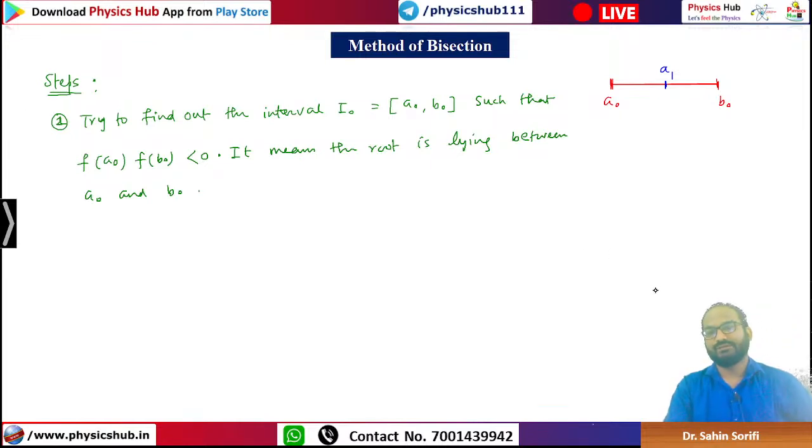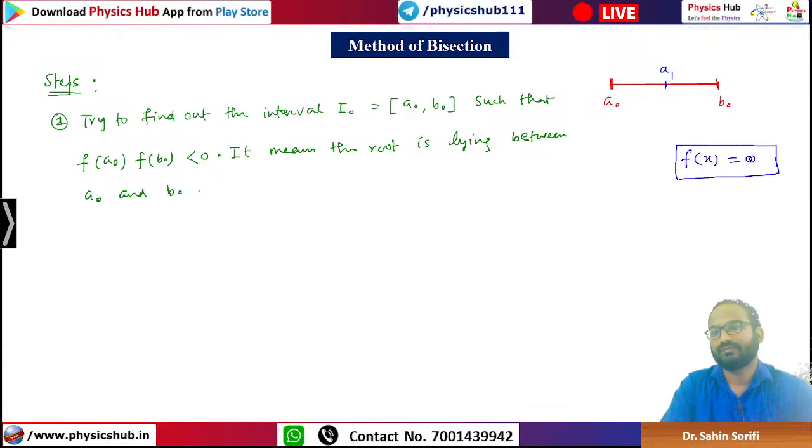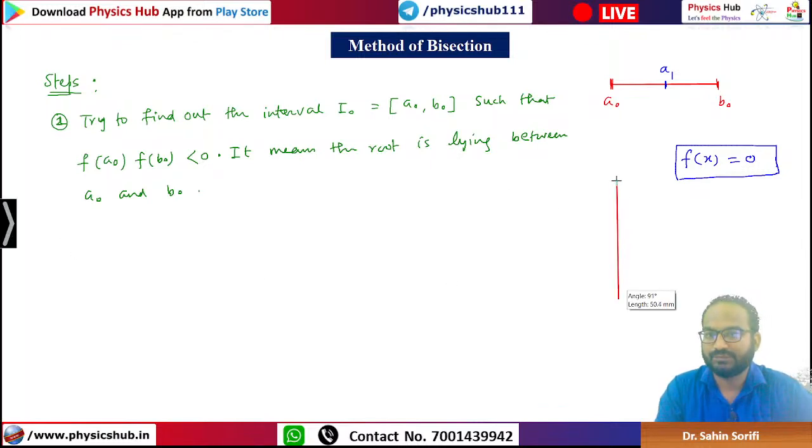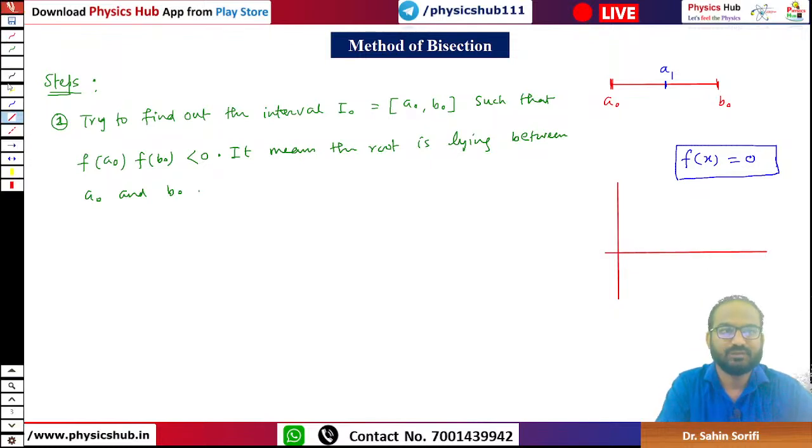The value of x for which the function is satisfied. Okay? If any particular function, if you say f of x is equal to 0, so the function is becoming 0 at the position of the roots. Now let me just give you one example why this condition is being taken.